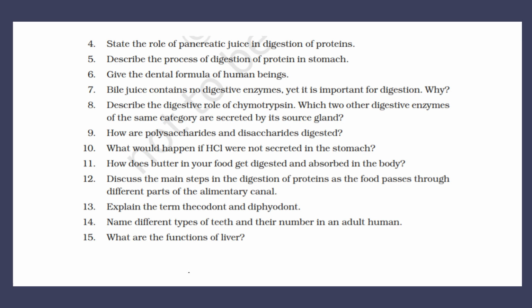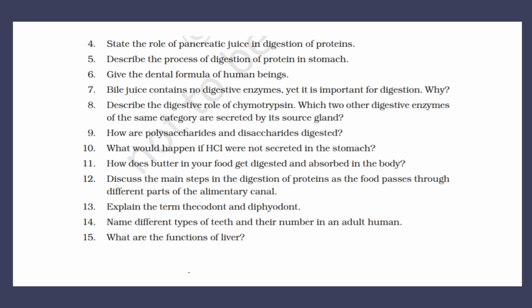Now, fourth question, state the role of pancreatic juice in digestion of proteins. Now, as we know, pancreatic juice contains amylase, trypsin and lipase. So, trypsin acts on the proteins and converts them into simpler substances. We have done this in detail in the previous slide. Next question is describe the process of digestion of protein in stomach. Now, pepsinogen, which is converted into pepsin by HCl, converts the proteins into peptones and smaller molecules of dipeptides, etc.